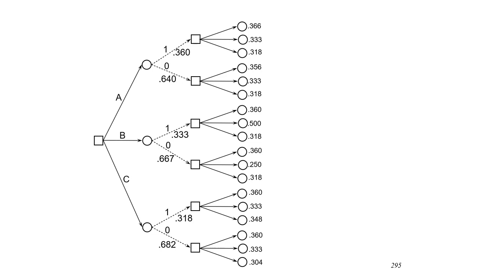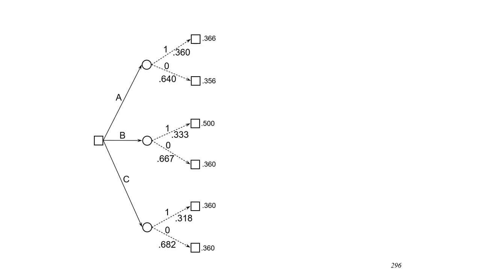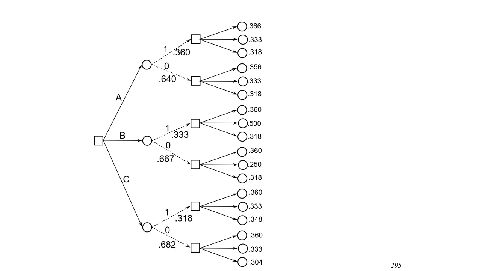So, for example, batter A, if we choose him and he gets a hit, his batting average goes from 0.360 to 0.366. So we're going to roll this back. I'm sorry. Batter A's batting average goes up to 0.366. Batter B's batting average stays at 0.333 because we didn't use him. Batter C's batting average stays at 0.318 because he wasn't used.